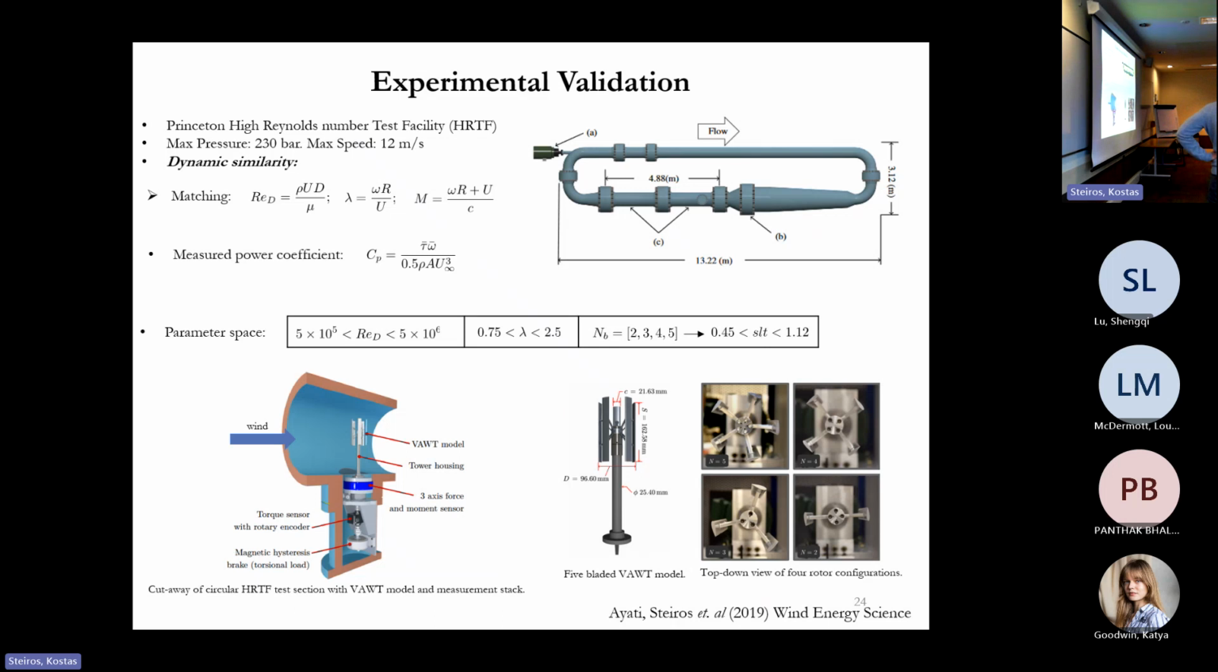So what we did, we went to the wind tunnel. We were lucky that in Princeton there was this high pressurized wind tunnel facility that can go up to 230 bar. So in fact, we increased the Reynolds number of the flow to a realistic value for a wind tunnel. So it's like we were testing in the field, essentially. So we could change here the Reynolds number.